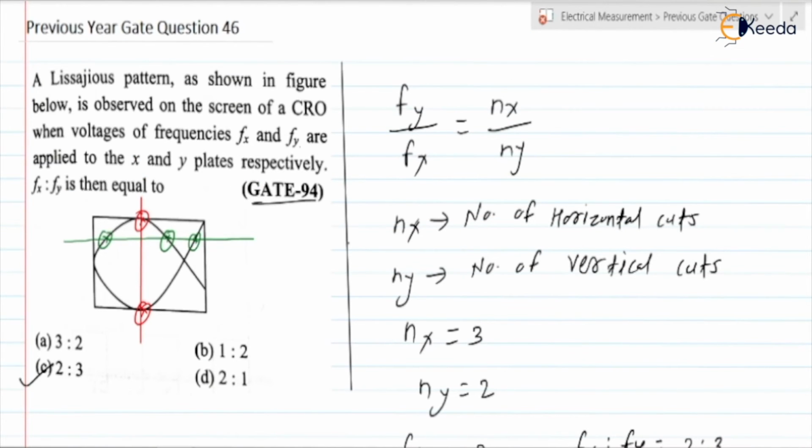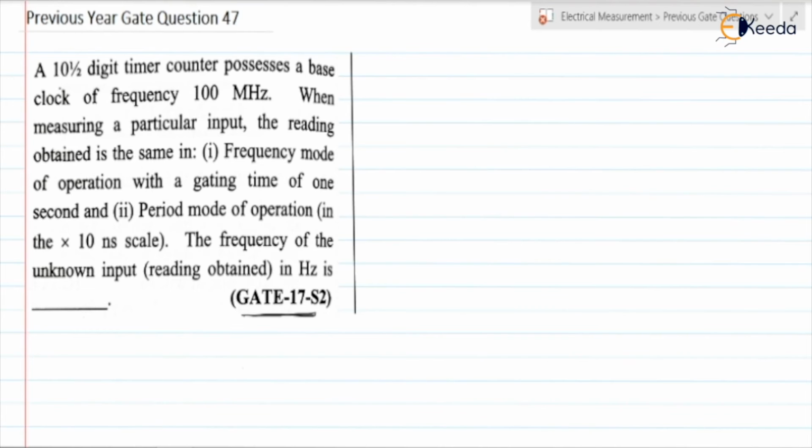So friend, this is about the previous year GATE question number 46. Previous year GATE question number 47. Let us read the question. A 10.5 digit timer counter possesses a base clock of frequency 100 megahertz. When measuring a particular input, the reading obtained is the same in one frequency mode of operation with a gating time of 1 second and period mode of operation in the 10 nanosecond scale. The frequency of the unknown input, that is the reading obtained in hertz, is.